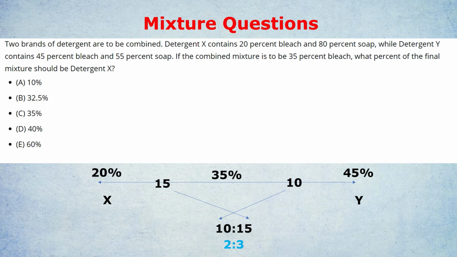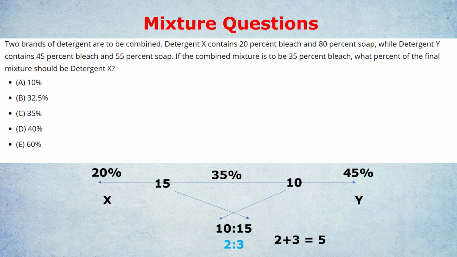Well, we can easily convert a ratio into a fraction or a percentage, as I demonstrate here. What do we do? We add up the ratio. So 2 plus 3 is 5. Notice the ratio at the bottom, 2 to 3. You add it up. 2 plus 3 is 5. And then you get 2 fractions.